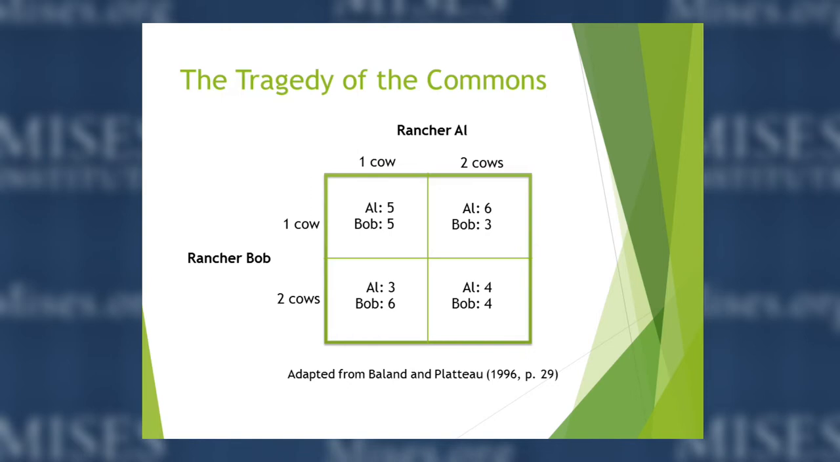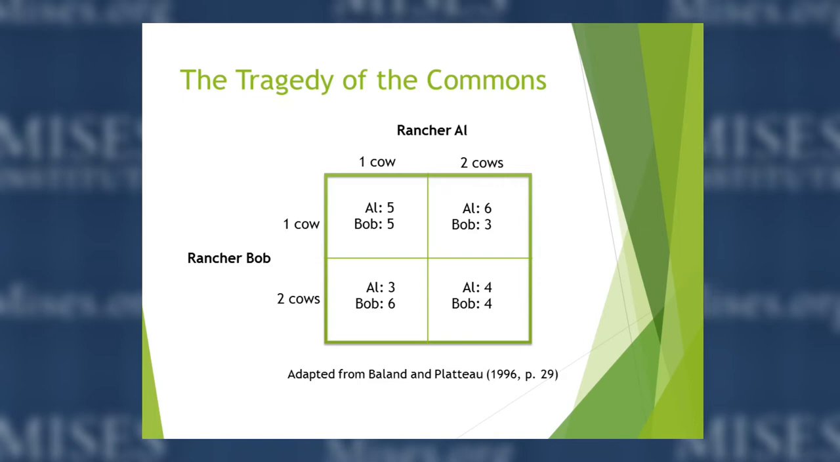If Rancher Bob puts one cow out and Rancher Al puts two cows out, then Al gets 6 pounds of beef per day and Bob gets 3. One thing to note here is that the total output gets smaller as more cows are put out on the pasture. So if you have one cow from each, that's two cows, you get 10 pounds of beef because the grass is very lush and green and not overgrazed. If Al puts two cows out and Bob puts one out, then you get a total of nine. Al gets most of the beef because Al is putting two cows out to eat, but they don't have as much to eat because there are now three munching on the same grass. And if both put two cows out to graze, then the total is eight, 4 pounds for each.